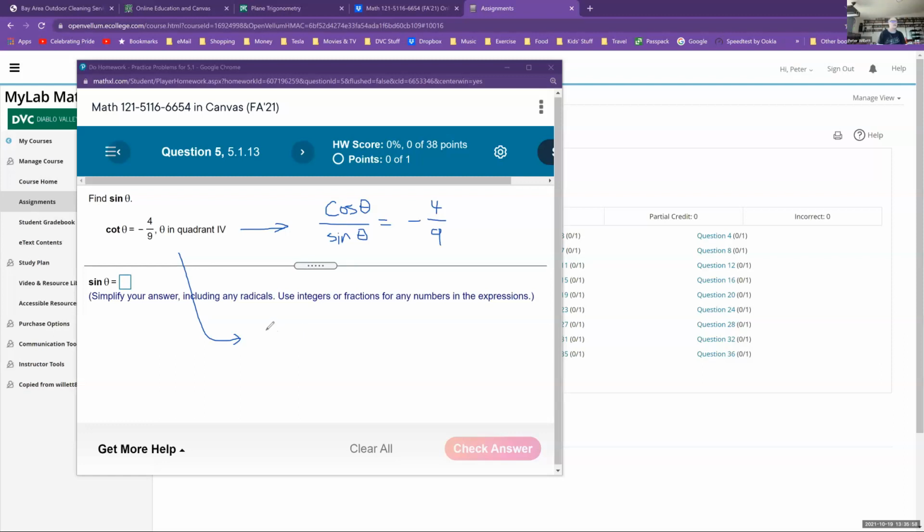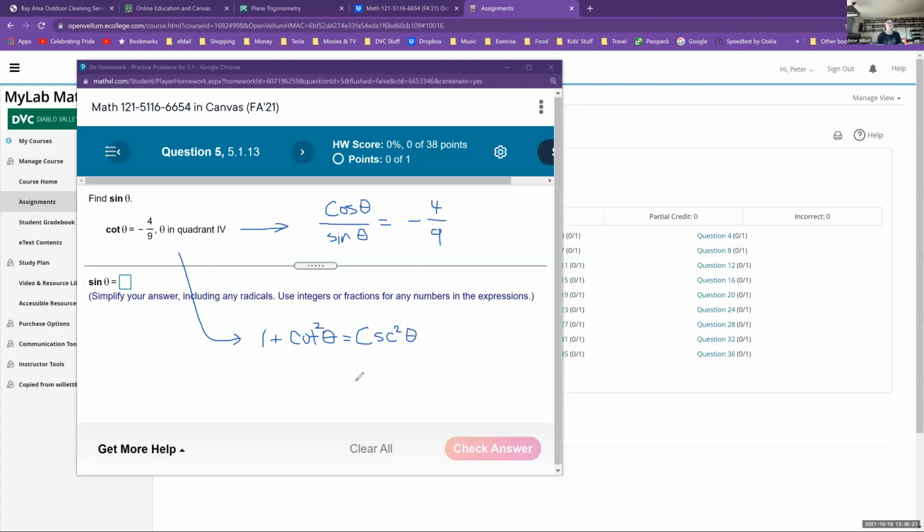So let me bring it up. And here's why you might look it up. It's 1 plus cotangent, and I apologize for the slow, sloppy writing, theta squared is equal to cosecant squared theta. This is one of our Pythagorean identities.